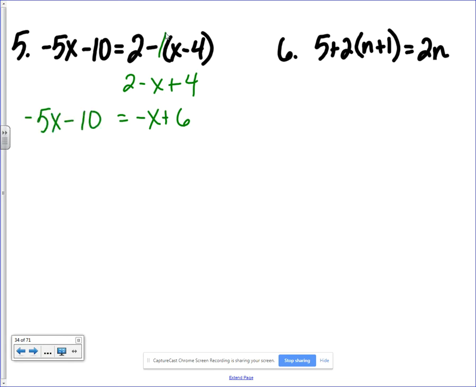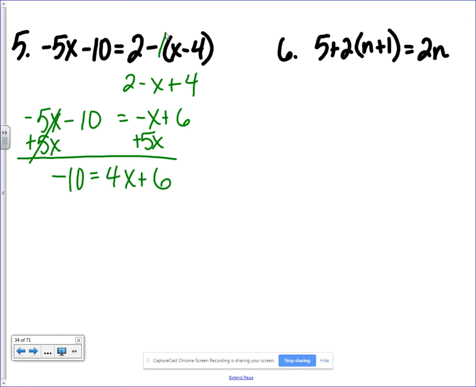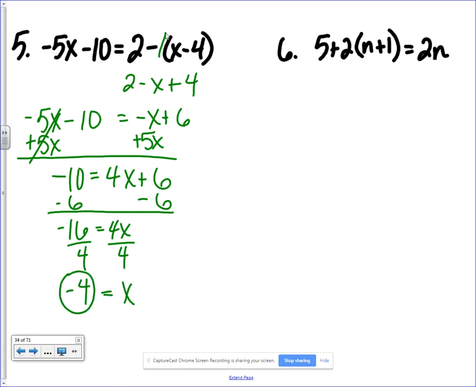and then I'm going to go ahead and drop this left side down. Now, I'm going to move my smaller x over. -5 is smaller than -1. So I'm going to cancel that out by adding it. Looks like that. Then we're going to isolate the x and finish it off by dividing. I get x is -4.